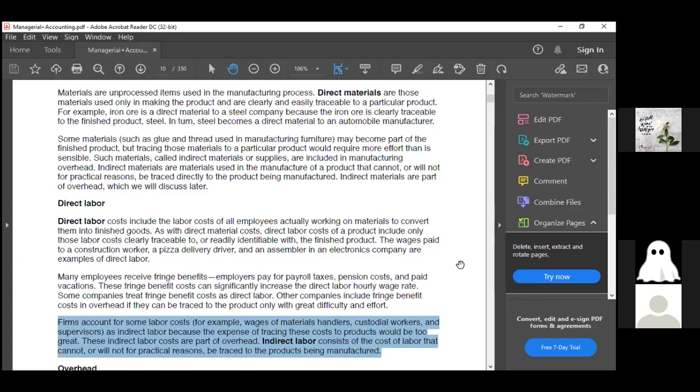Like the people they mentioned here are material handlers. So material handlers would be people who are involved maybe in the packaging, maybe in bringing the raw material from the warehouse to the manufacturing plant, such people. And then custodial workers. Custodial workers could be the people that manage the warehouse, that manage the custody of the material in the warehouse. And supervisors. So people like these, they are working in the manufacturing plant, but they are not directly involved in converting our raw material into the finished product.